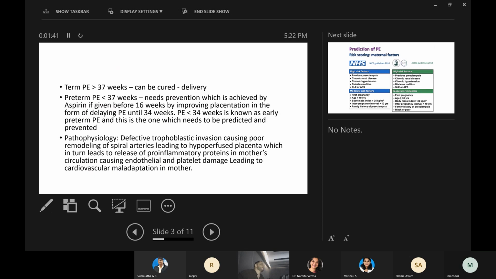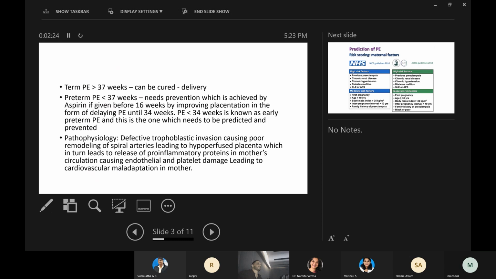So term preeclampsia, more than 37 weeks, the only cure for preeclampsia is delivery. So this is not what we are actually worried about, because the patient will already be at term. If she develops preeclampsia at that time, we can deliver and the story is over. But preterm preeclampsia, which develops before 37 weeks, or the early preterm preeclampsia, which develops before 34 weeks, these are the things which we want to estimate and avoid in the form of giving prophylactic aspirin to prevent and delay the onset of preeclampsia.